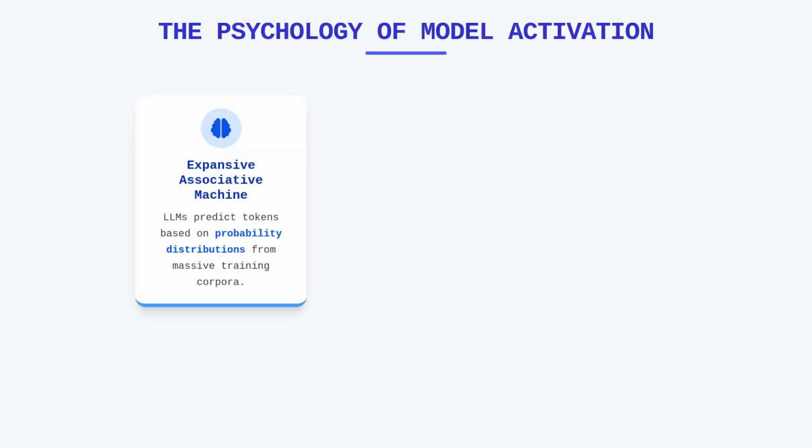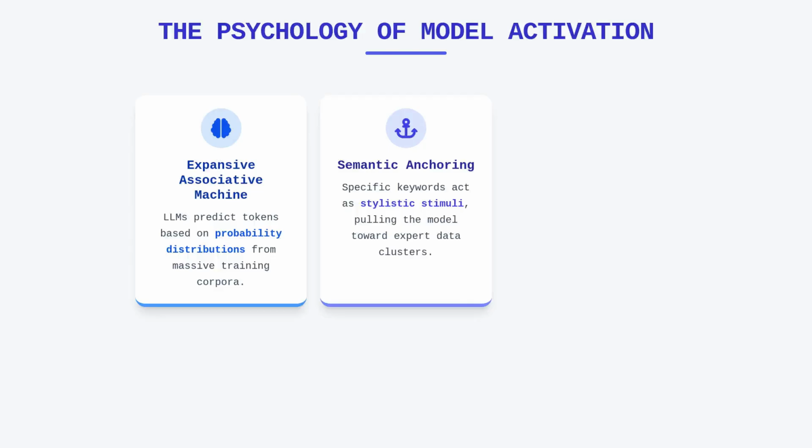The psychology of model activation relies on the fact that LLMs are expansive associative machines designed to predict the next token based on a probability distribution trained on a massive corpus. When you provide a specific keyword, you're essentially increasing the probability of tokens related to that keyword's semantic context appearing earlier in the generation process.